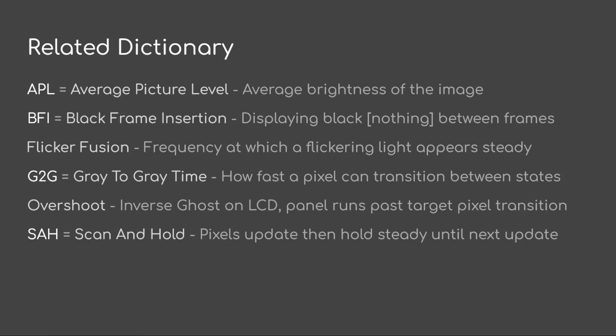Let's start with some dictionary items. APL is the average picture level. It's the average brightness of the image. BFI stands for black frame insertion. This is displaying black or nothing between frames.